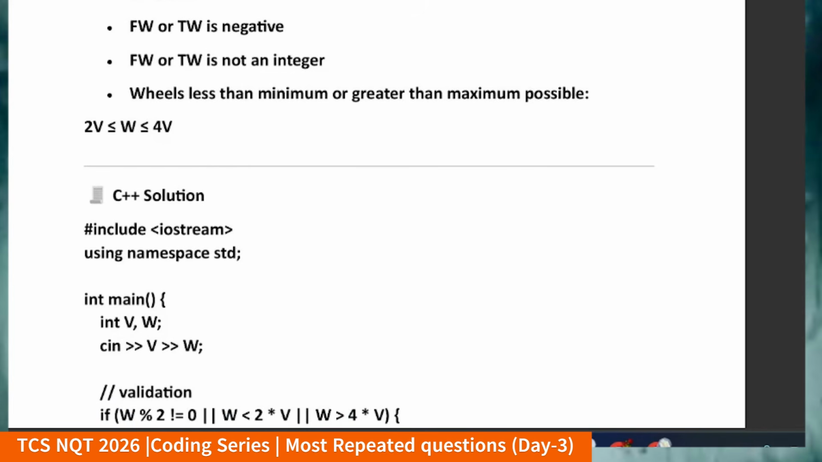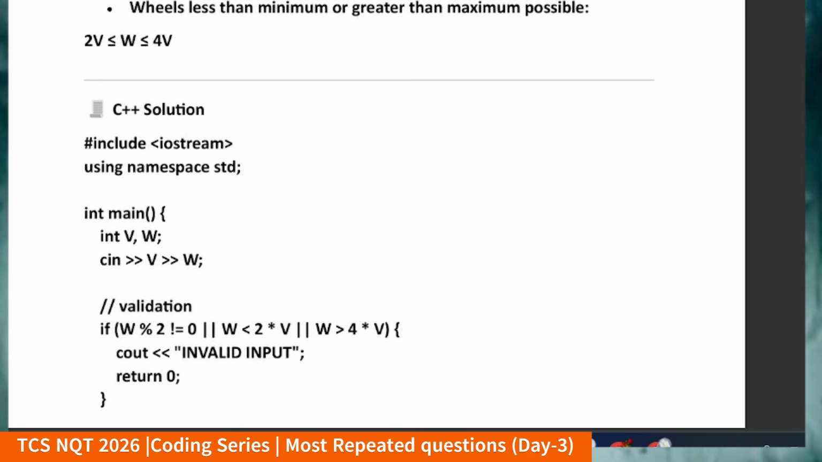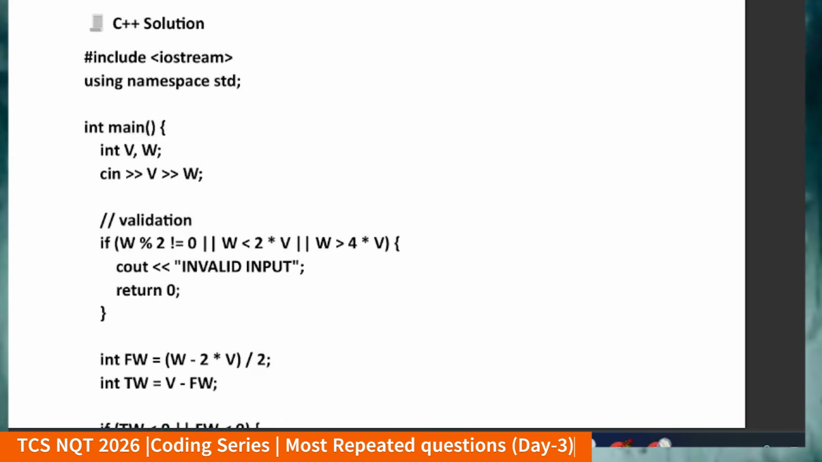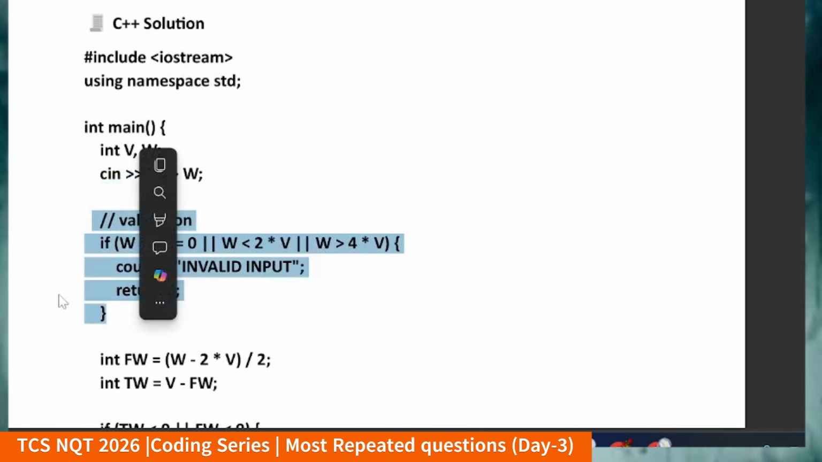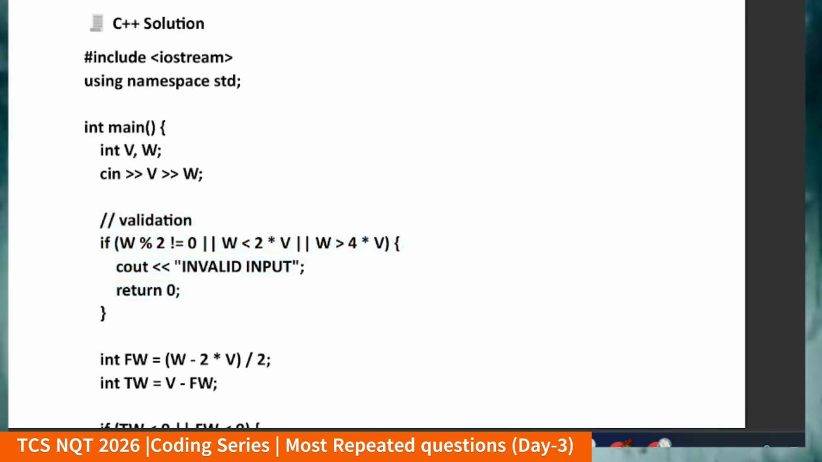Okay, now #include <iostream> using namespace std, so I'm including the library for taking the inputs. Now int main, int v and w, taking the vehicles and wheels. Now this is the validation check, or you can say edge case: if w mod 2 not equal to 0, or w less than 2 into v, or w greater than 4 into v, all of these are invalid cases. So we will consider this as invalid input and return 0.